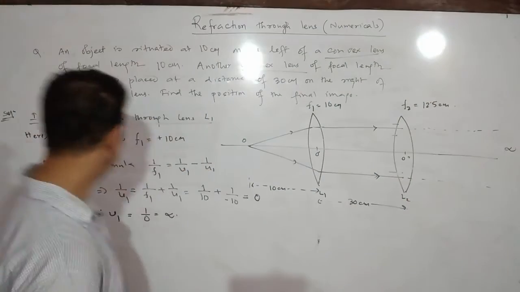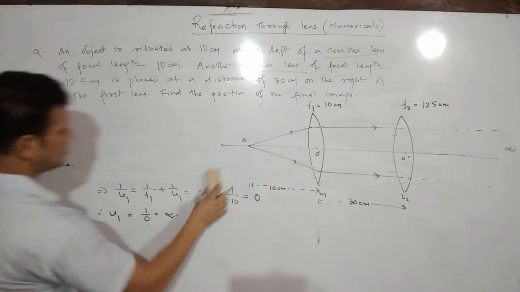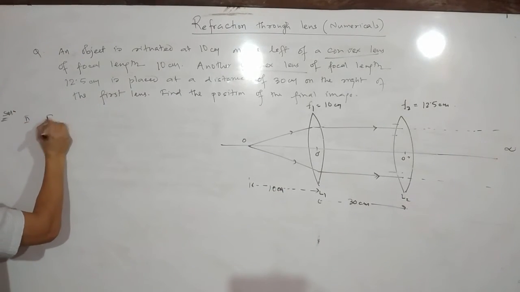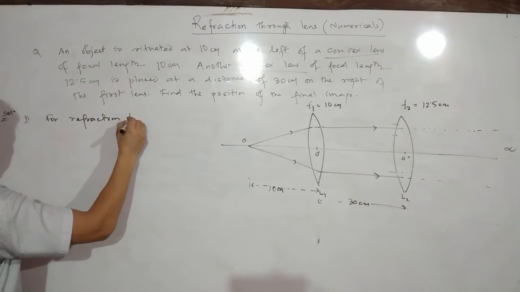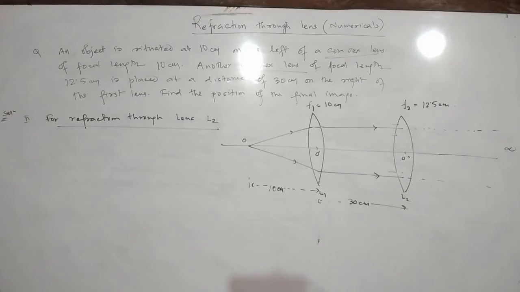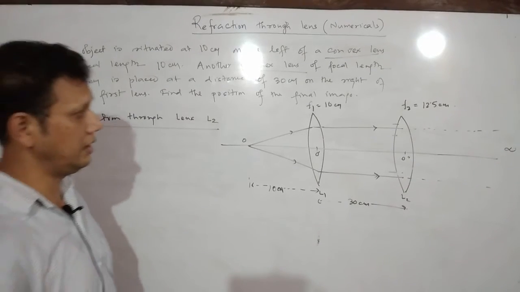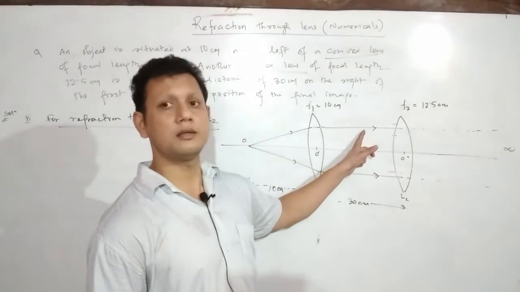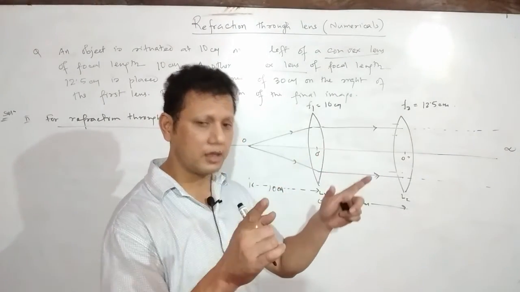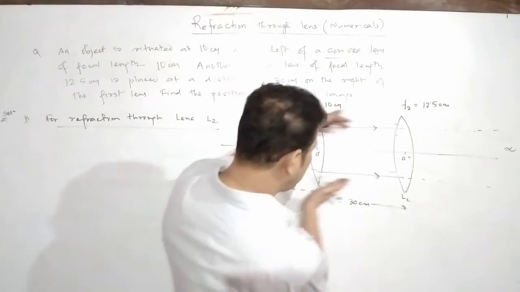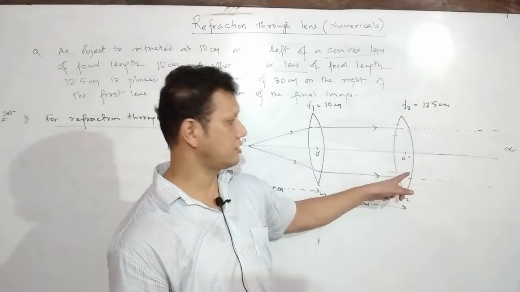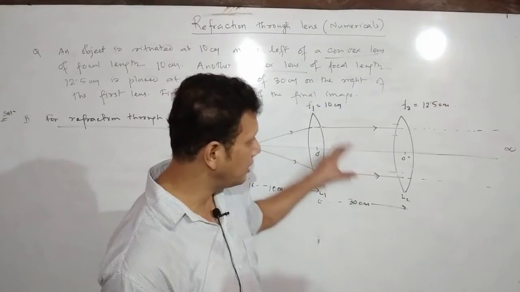For refraction through lens L2, here we will use the concept of a virtual object. For this lens, these two are the incident rays. But these incident rays can never come from a single point, because they are just going parallel, so there is no real object for this lens.